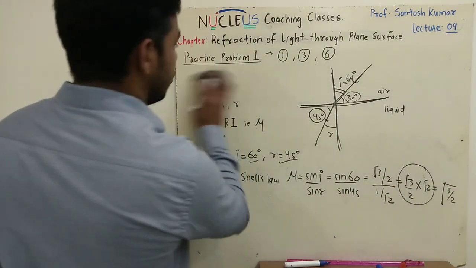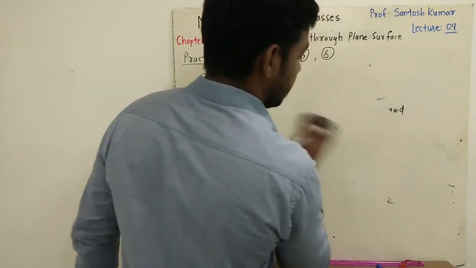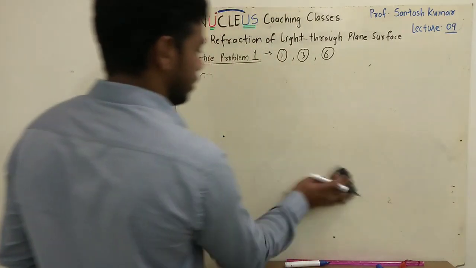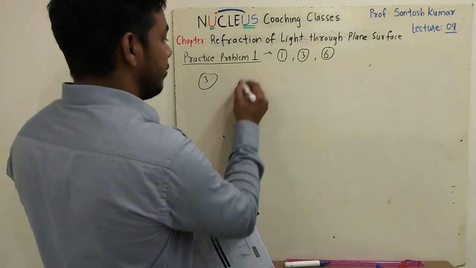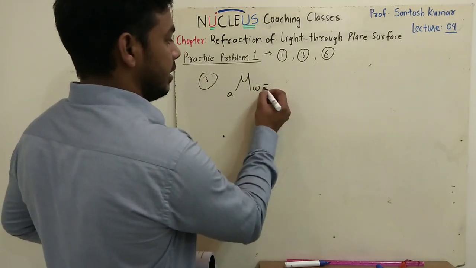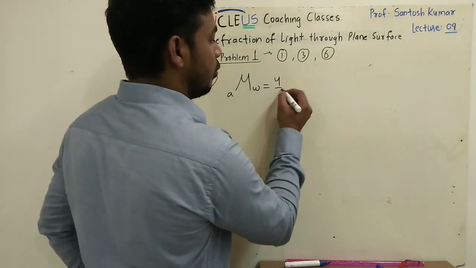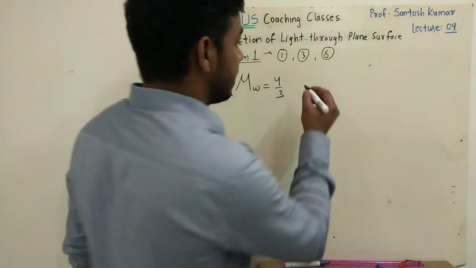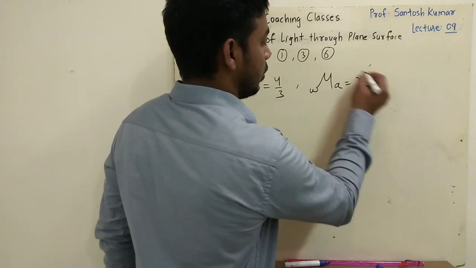Starting with question number 3, you can pause the video, read the question and then check the solution. In question number 3, we are given the refractive index of water with respect to air, which is 4 by 3, and what we are supposed to get is the refractive index of air with respect to water.